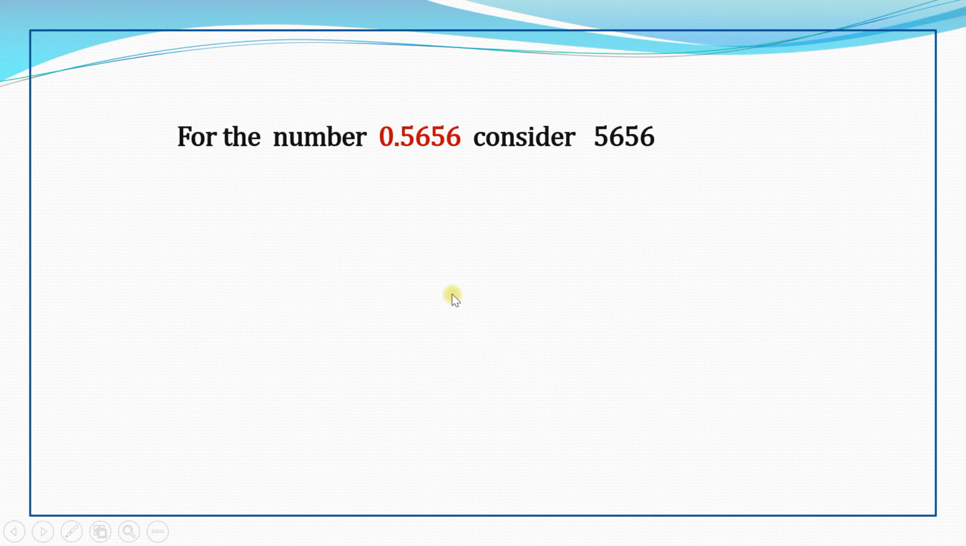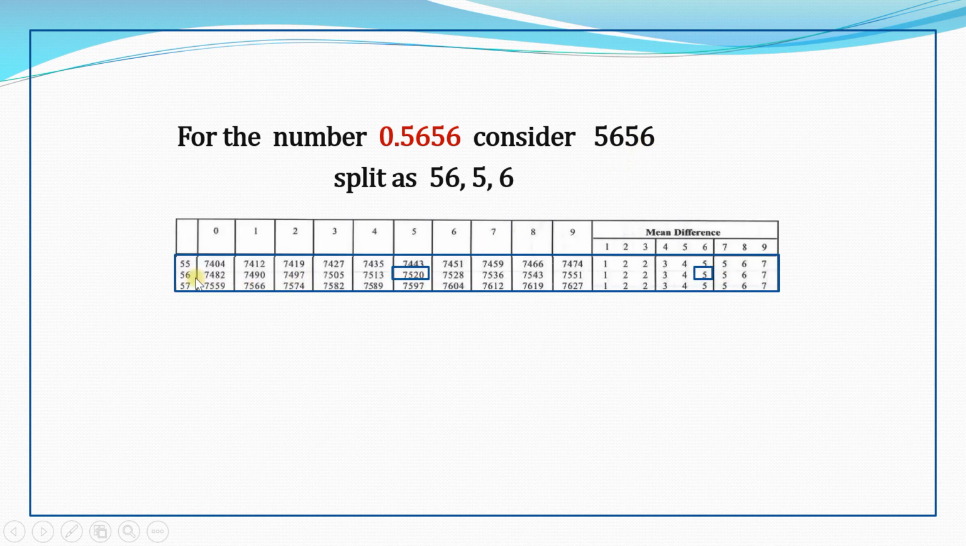In this example, the first 4 significant digits are 5656, and now we split it into 3 parts. Then in the log table, look for the 56th row, column headed by 5, which is 7520, and the mean difference column headed by 6 is 5. So you get 7525 when you add these two.